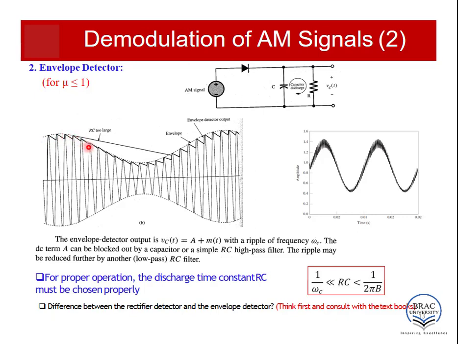This ripple can be minimized by carefully choosing the values of R and C. For proper reconstruction, RC must be much greater than the time period of the carrier, which is 1 by omega c. Also, RC needs to be less than the inverse of 2 pi into the message bandwidth. If you choose an RC too small, the ripple will be very high. If you choose an RC too large, the output will not be a proper representation of the signal envelope.